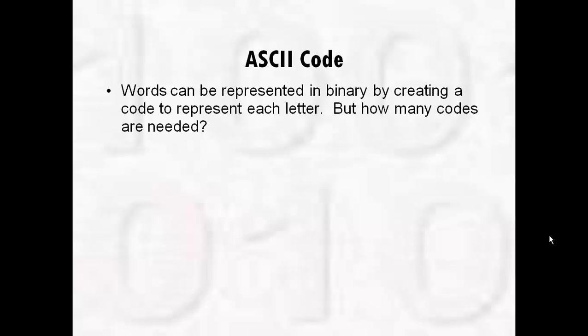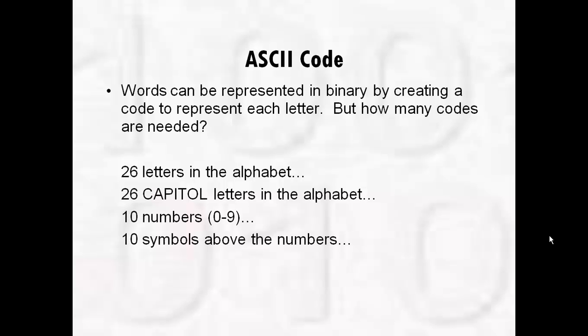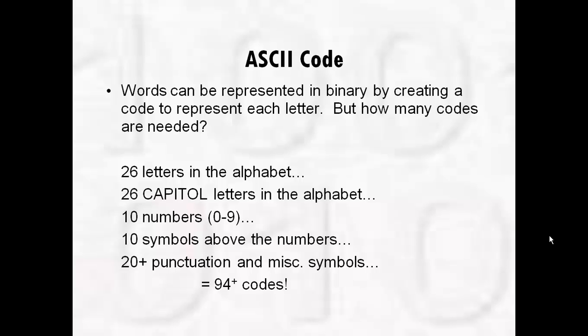Words can be represented in binary by creating a code to represent each individual letter. But how many codes would you have to have in order to be able to store all the possible letters that we'd want to work with? Well, think about it. You have to have 26 letters in the alphabet. You have to have 26 capital letters in the alphabet. You have to have all your numbers 0 through 9. You have to have all the symbols that are above those numbers on your keyboard. And then 20 plus other punctuation and miscellaneous symbols like comma, periods, slashes, quotations, and so on. You add those up, you get a total of 94 plus codes that are required to store your characters.